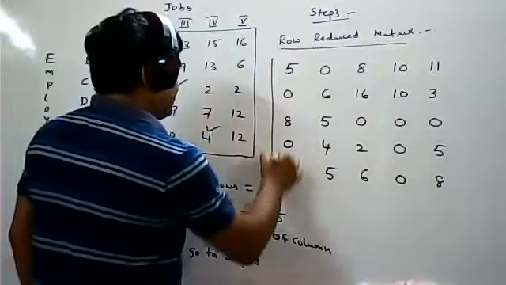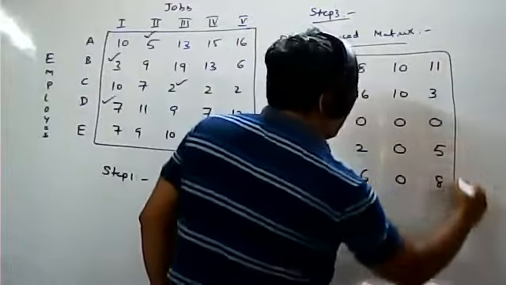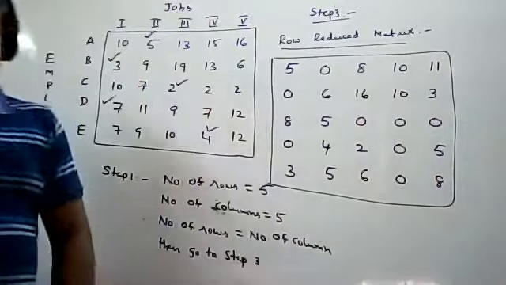So the row reduced matrix is completed. Step number 3, row reduced matrix: I have completed it.